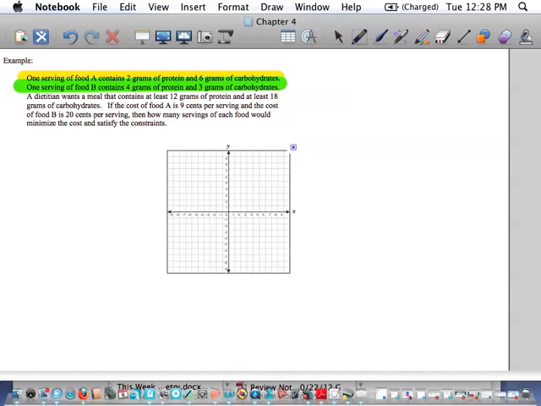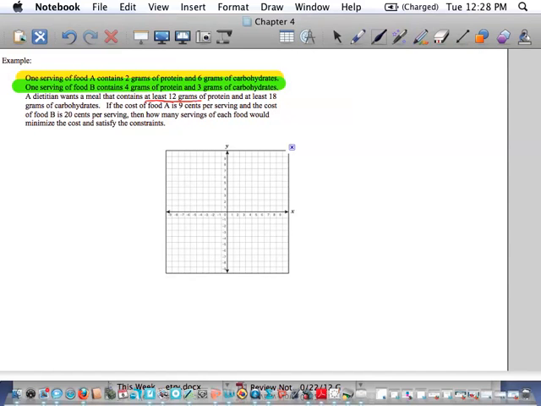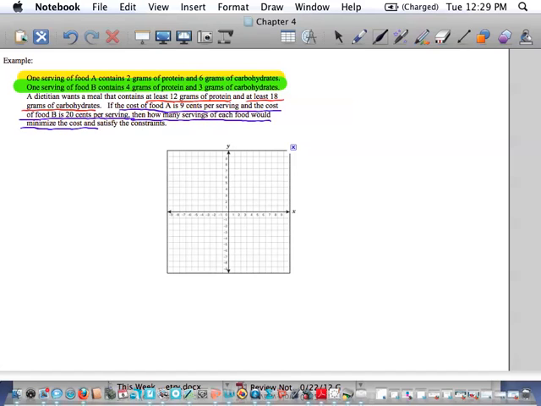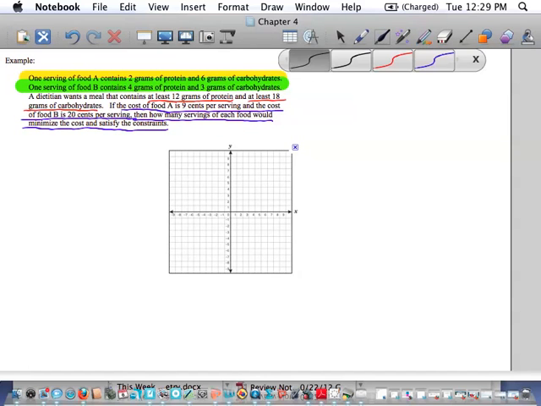It says a dietitian wants a meal that contains at least 12 grams of protein and at least 18 grams of carbohydrates. If the cost of food A is 9 cents per serving, so now we have a cost, and the cost of food B is 20 cents per serving, then how many servings of each food would minimize the cost and still satisfy those constraints? So again, let's take a look at setting up a table to understand this problem a little better.